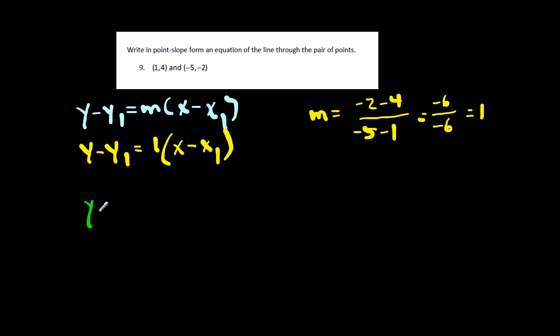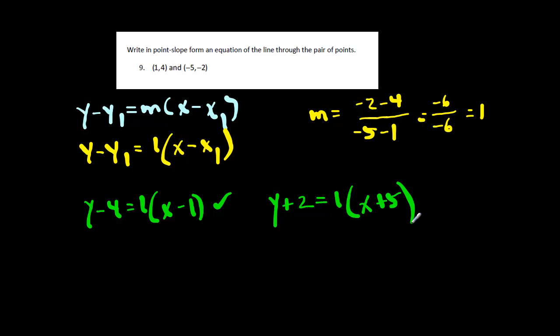You could have y minus 4 equals 1 times x minus 1. That's one acceptable answer. Or you could have y plus 2, because I'm going to be sticking negative 2 in for here, and y minus negative 2 is the plus 2, equals 1 times x minus negative 5, which is x plus 5. So either of those are correct answers.